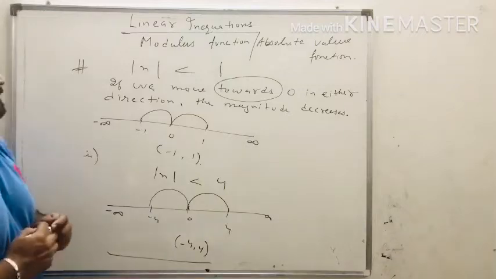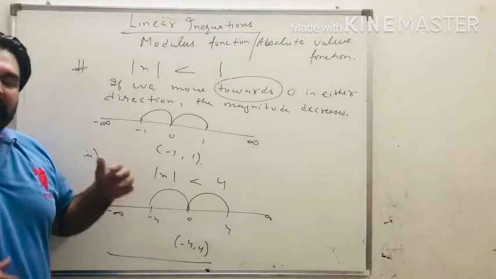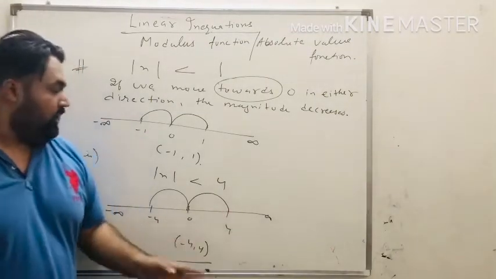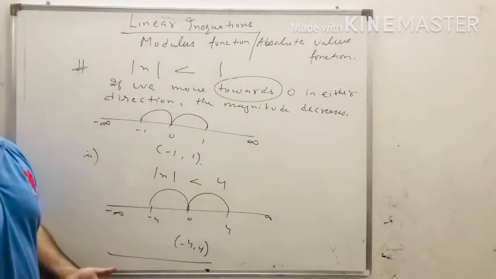So the basic concept regarding modulus is the sign. Less than sign, greater than sign. If the sign is greater than, we tend to move away from 0. If the sign is less than, we tend to move towards 0.